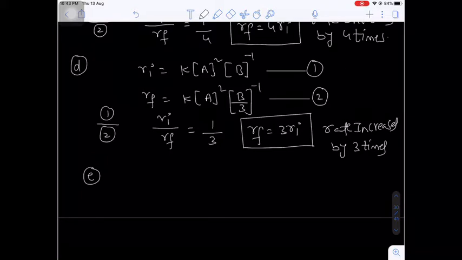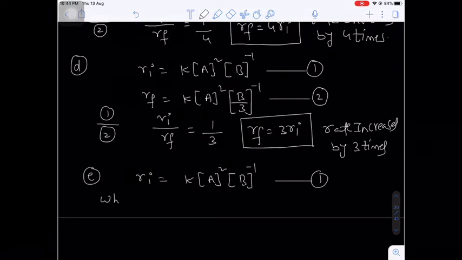Volume gets double, which means the concentration of both the reactants will get half. Ri will be equal to K into A to the power 2 into B to the power -1. This is equation 1. Now in the given question, what is the information?